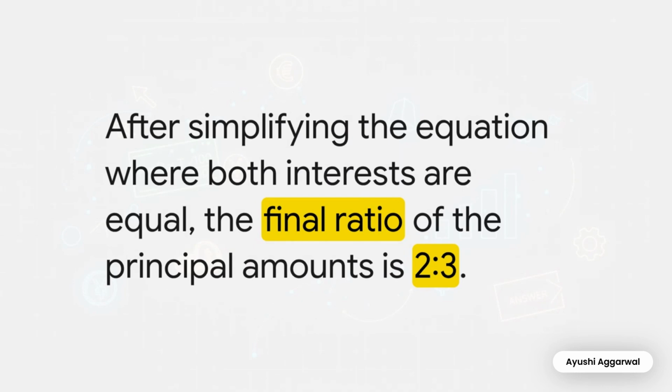Now let's simplify this equation. You can see right away that the divided by 100 on both sides cancels out, and the 8 on both sides also cancels out. So what are we left with? It's just 3 times P1 equals 2 times P2. From here, to get the ratio of P1 to P2, we just rearrange it a bit, and we get P1 over P2 equals 2 over 3. So the final ratio is 2:3.